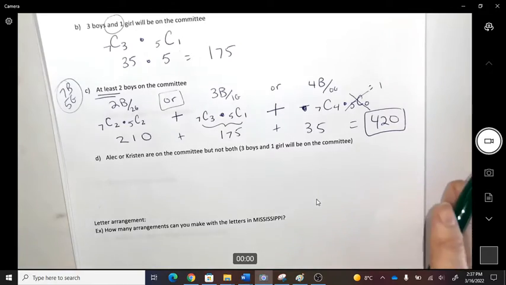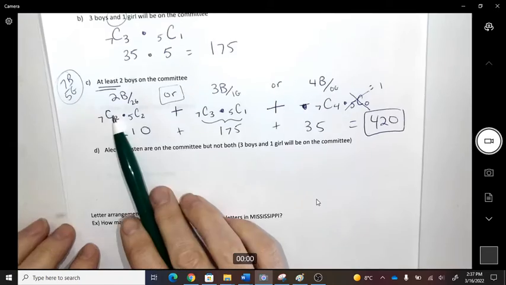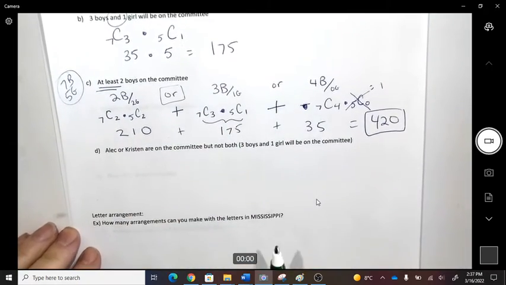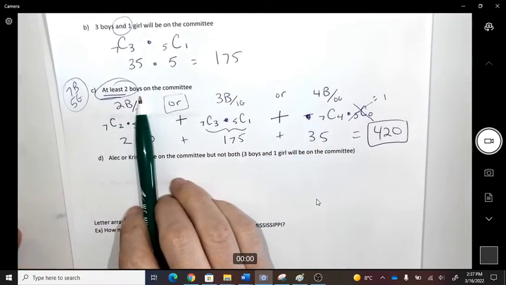So you start from 4 to 3 and then you have to 2, or what? Well, on this committee, I put two boys on it. And then on this committee, I put three boys. And this committee, I put four boys. Because that's what having at least two means. You could have two or more.